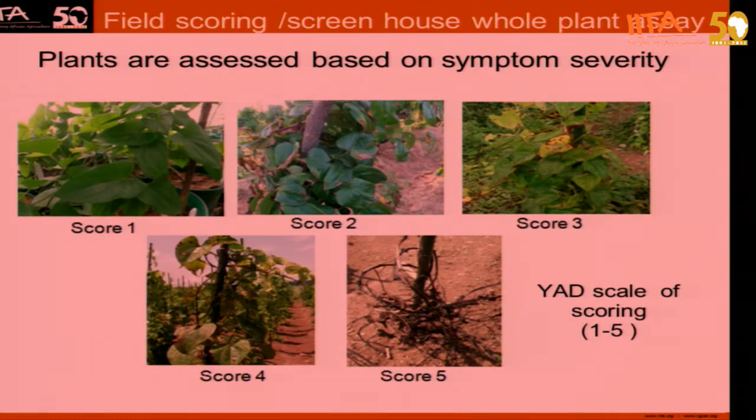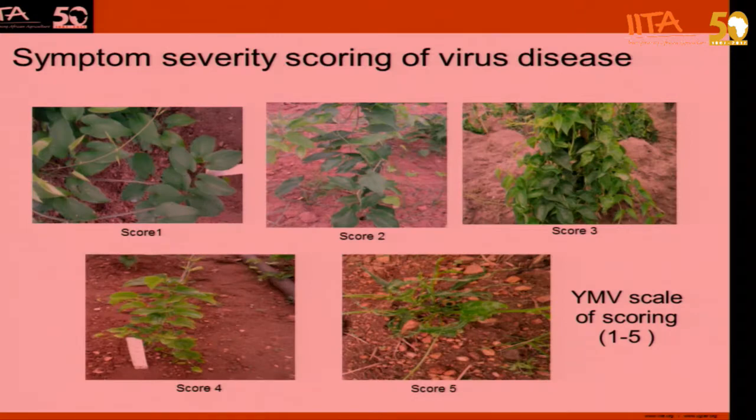There are scales that we use for scoring on the field. For yam anthracnose disease, we have a scale of scoring of 1 to 5. The plants are assessed based on the symptom severity. The score 1 has no symptoms, while score 5 is almost dying. The score 2, 3, and 4 are somewhere in between. I'm still going to explain the percentages in another slide.